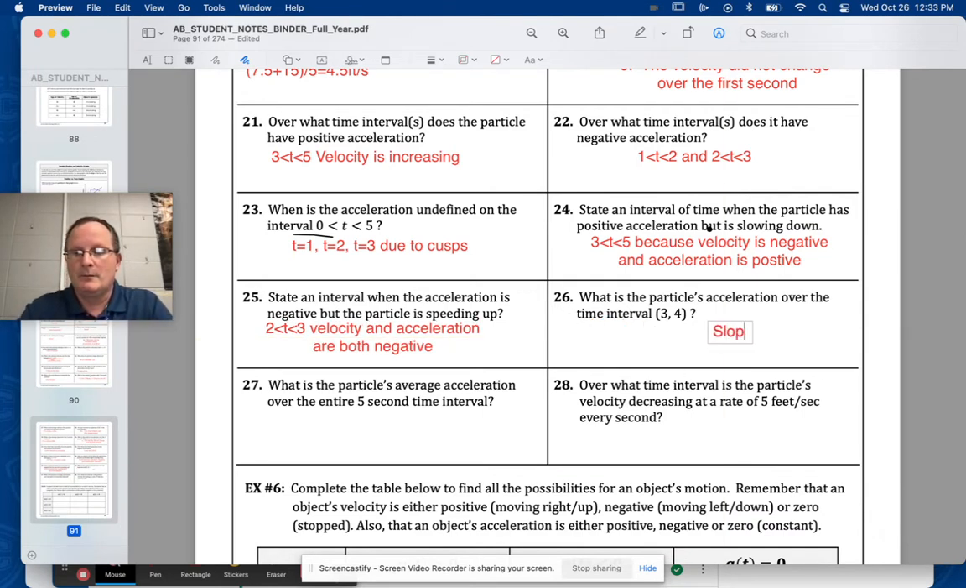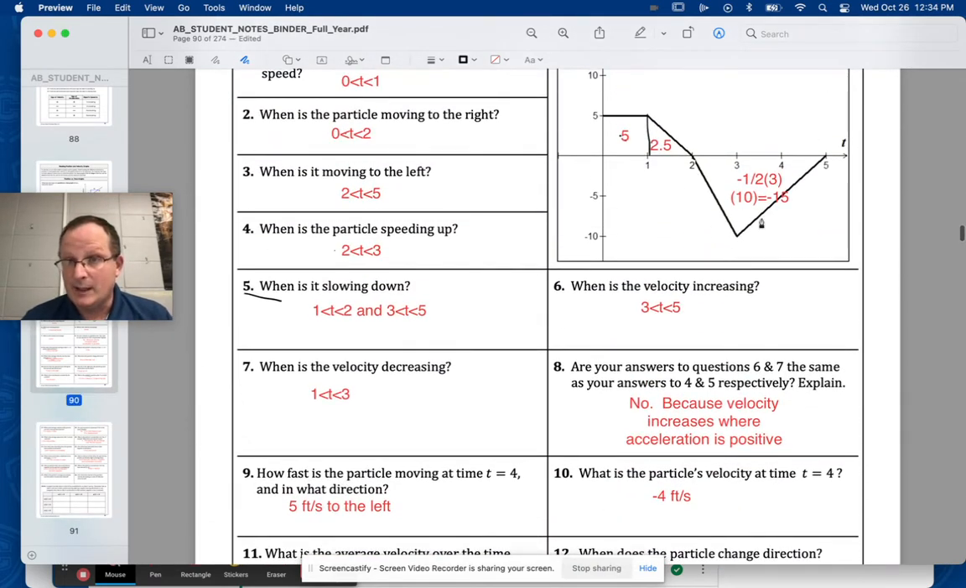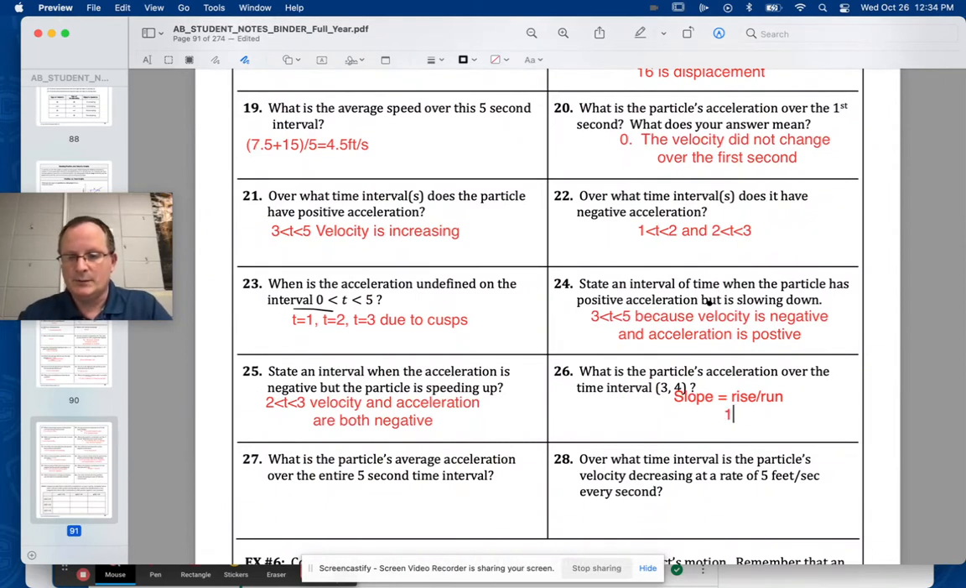The rise over the run, right? It's going up 5 every time. So it went up 10 and went over 2. So 10 over 2, which equals 5. And this is feet per second per second. I don't have an equation editor, so I'll just do it this way. If you wanted to say feet per second squared, that'd be cool.